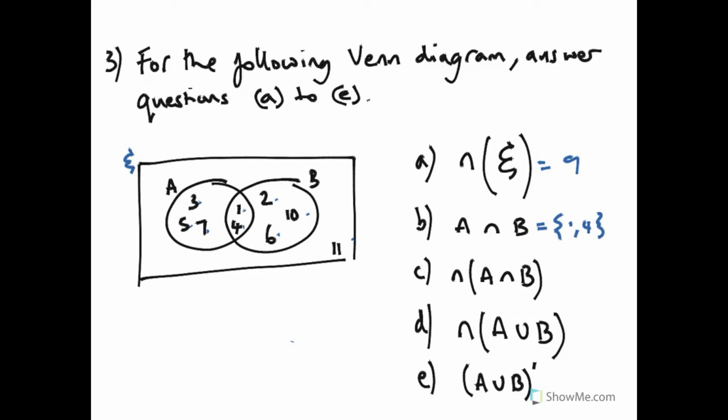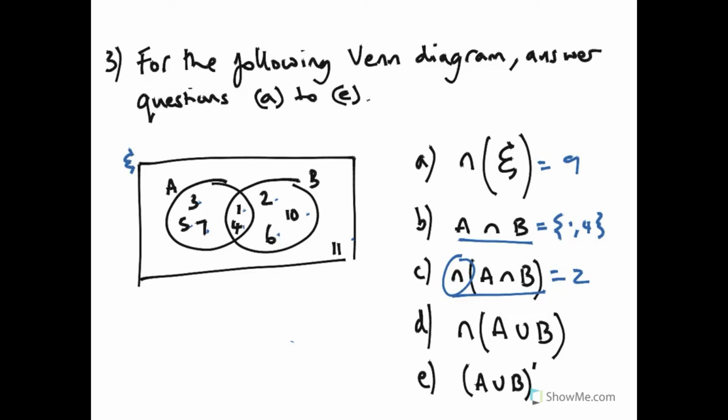Part C highlights what this N symbol's about, the number of things in the middle. Now if you count the number of things in the middle, there are 2 of them, so that shows you the difference between when you're asked for the set of things that are in the middle or the number of things that are in the middle. It's not the same question, be careful.